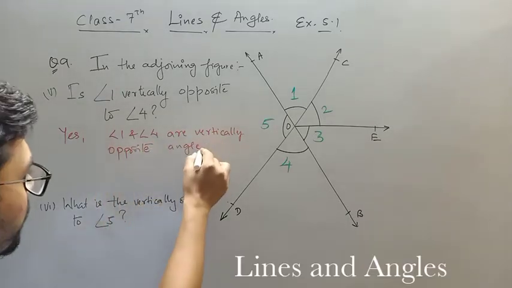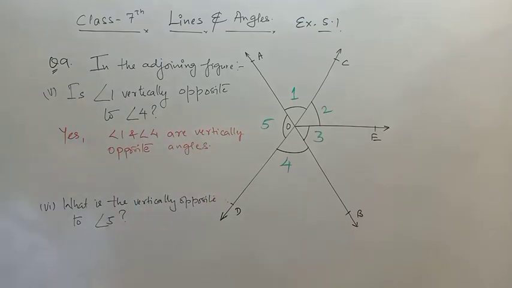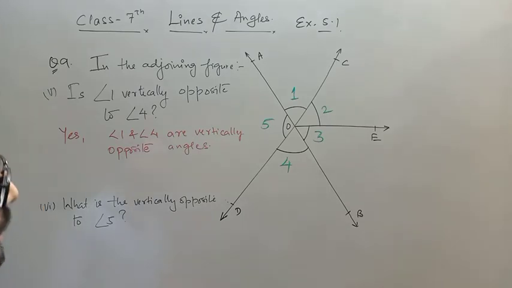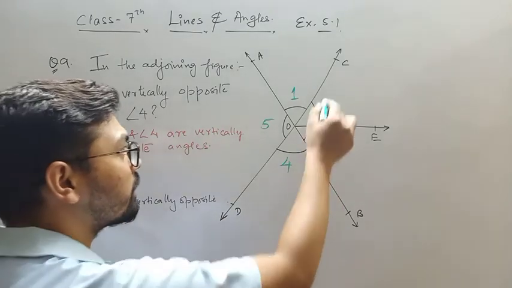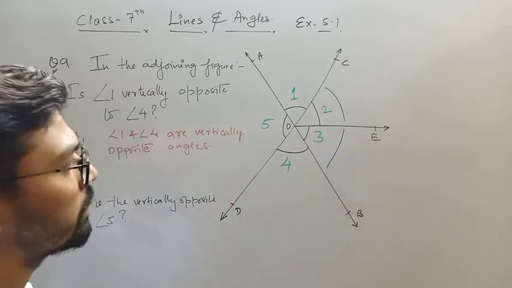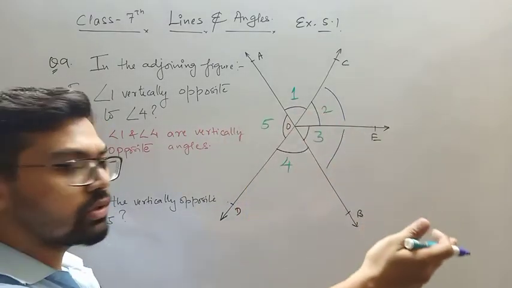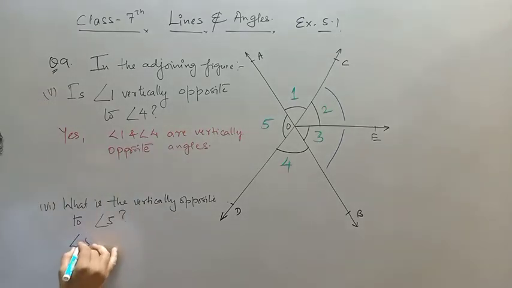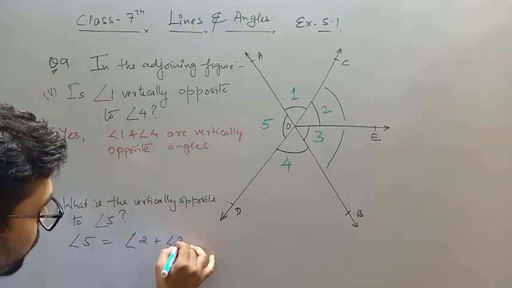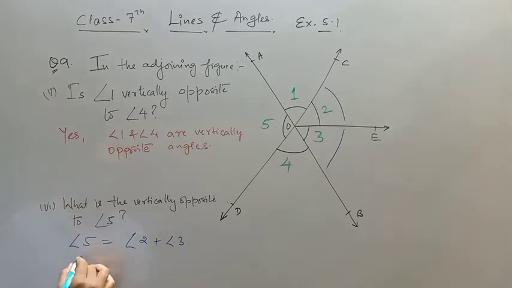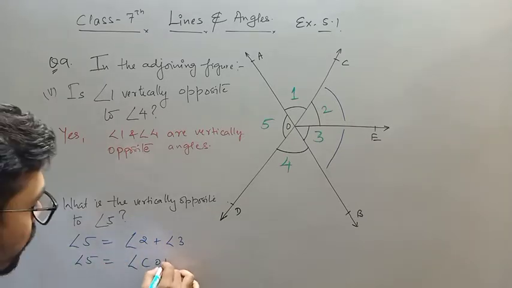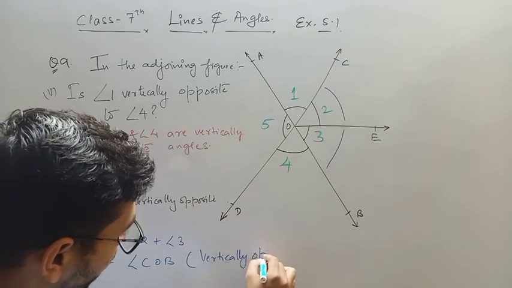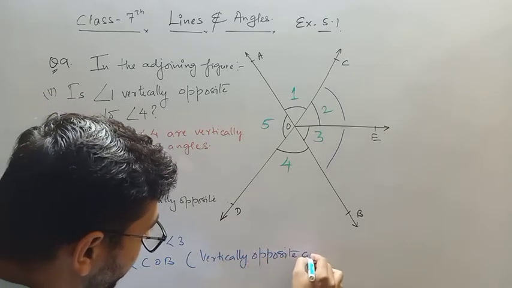Now the next is, what is vertically opposite to angle 5? Angle 5 is this, so vertically opposite to angle 5 will be this angle. Do you agree with this? The angle which is vertically opposite to 5 is COB. So I can write angle 5 is equal to angle 2 plus angle 3, or you can write vertically opposite to angle 5 is angle COB. Vertically opposite angles.